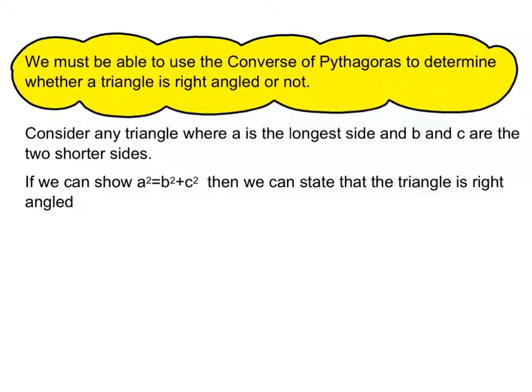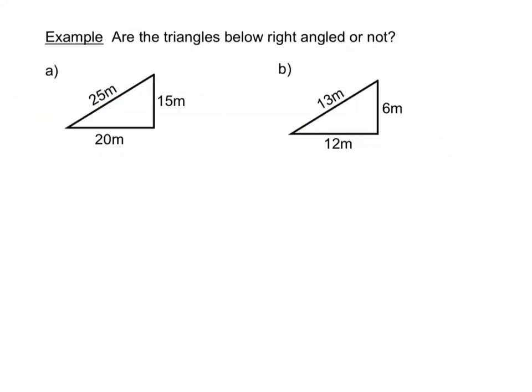We're now going to look at the converse of Pythagoras. Converse of Pythagoras is basically a way to determine whether a triangle is right angled or not. We already know that Pythagoras' theorem can only be used in right angled triangles, and therefore if a triangle is right angled, then Pythagoras' theorem should hold true. So conversely, if we can show that Pythagoras' theorem holds true, then we can state that the triangle must be right angled. In these two examples, we'll be asked to show whether or not the triangles are right angled.